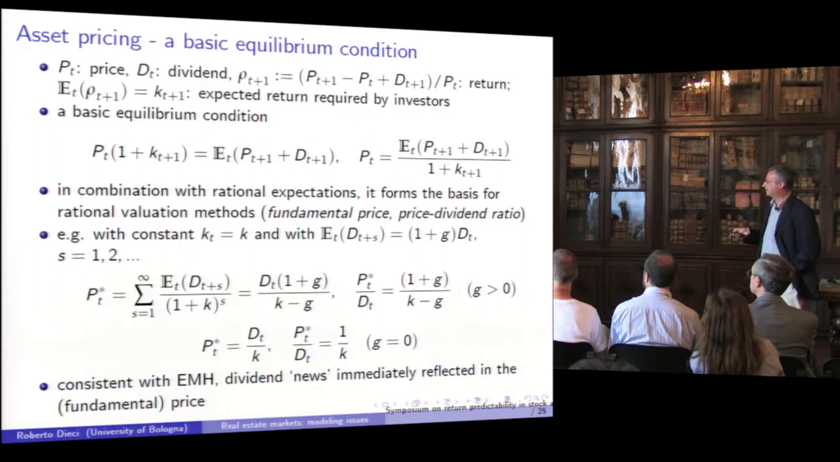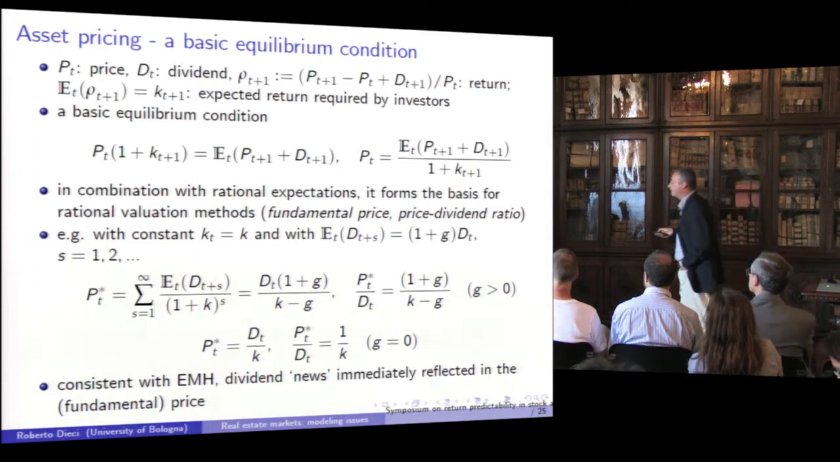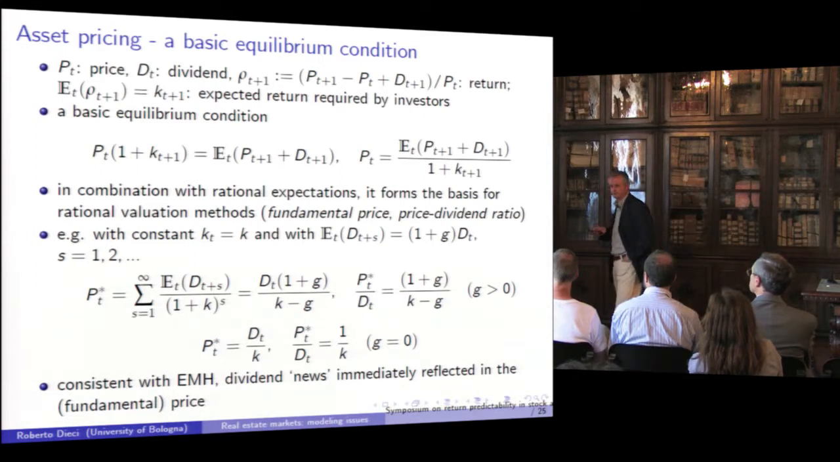We all know that the fundamental price can be computed, for instance, assuming that dividends grow over time. This is the well-known Gordon growth model, and so on. And this model is consistent with the efficient market hypothesis because if you look at this, you see that dividend news are immediately reflected in the fundamental price. So essentially, the price will reflect the exogenous noise process on the dividends.